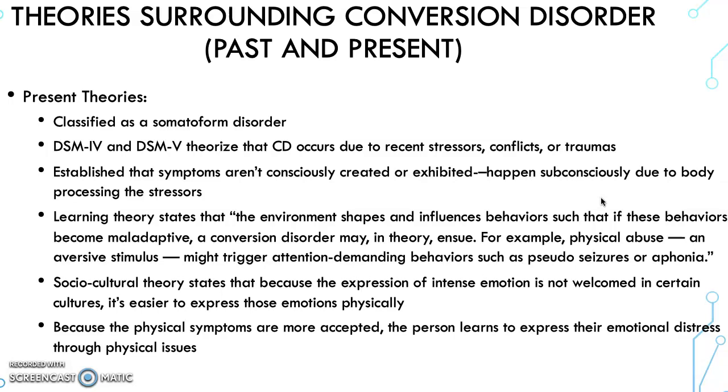And socio-cultural theory states that because the expression of intense emotion is not welcome in certain cultures, it's easier to express these emotions physically, and because the physical symptoms are more accepted, the person learns to express their emotional distress through physical symptoms. So in some cultures, it's not accepted to cry or be angry or show any intense emotion. So a lot of people in those cultures learn to express all of those emotions through bodily symptoms.